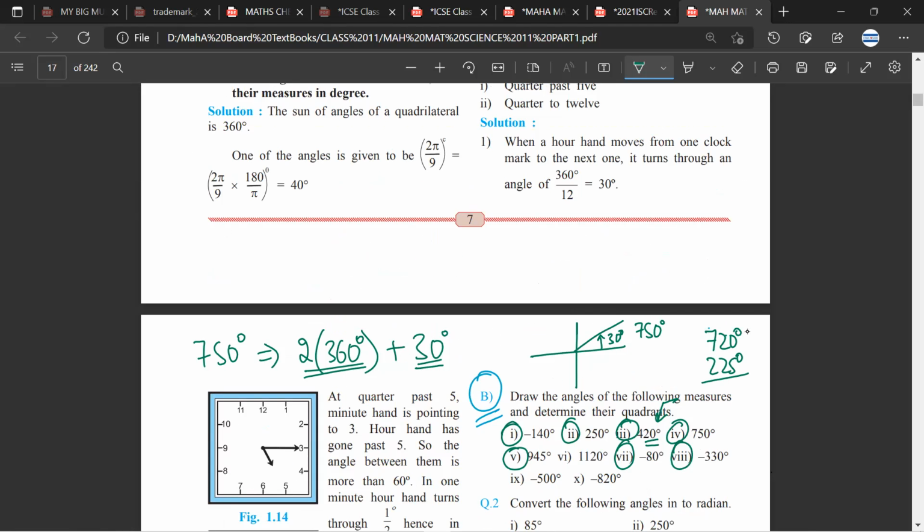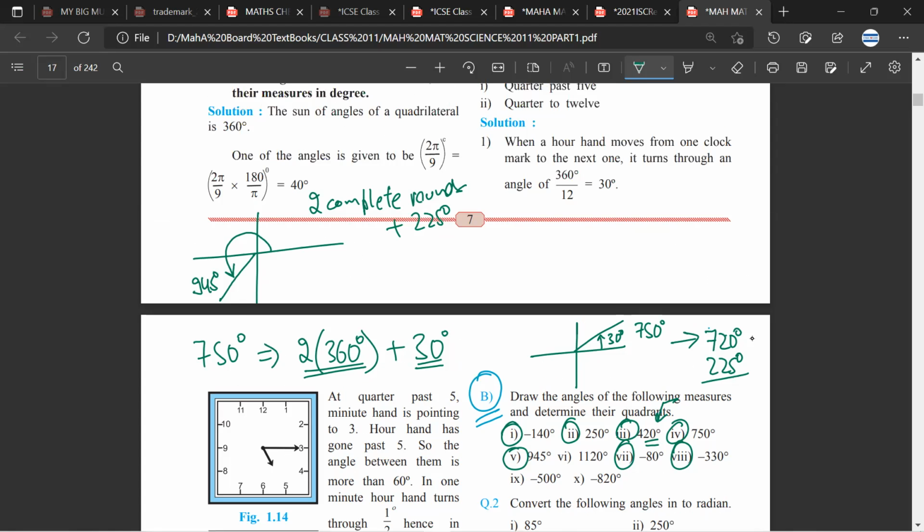So 225 degrees would be 0, 90, 180, 270 is here. 225 would be somewhere here. So this would be two complete rounds. Why two complete rounds? Because of the 720 degrees. Two complete rounds plus 225 degrees. So this is your 945 degrees.